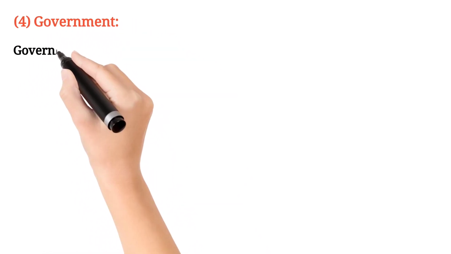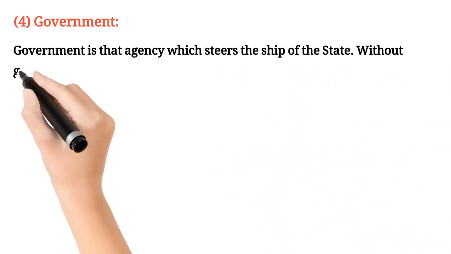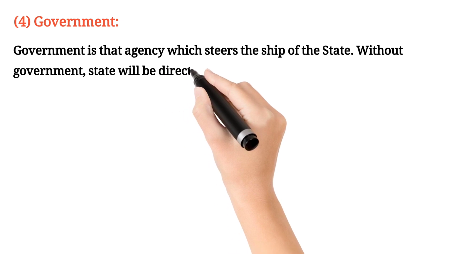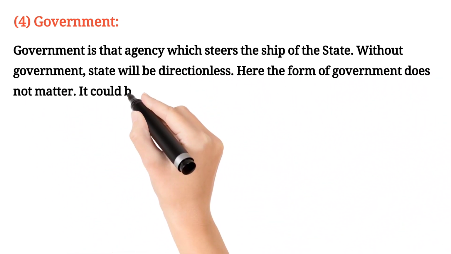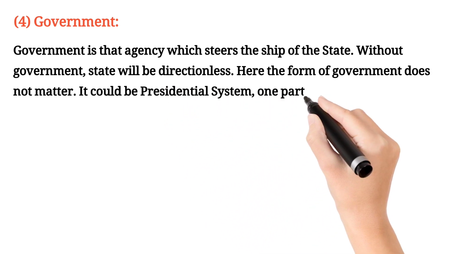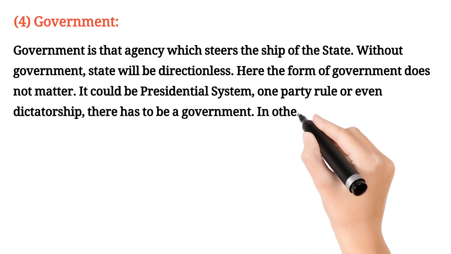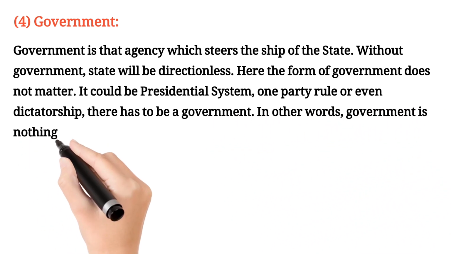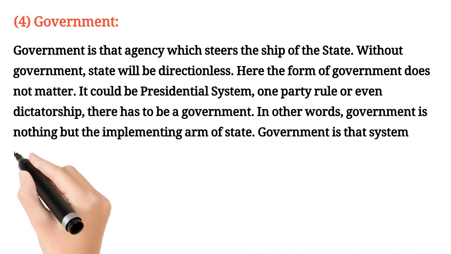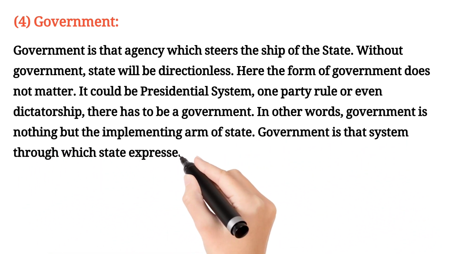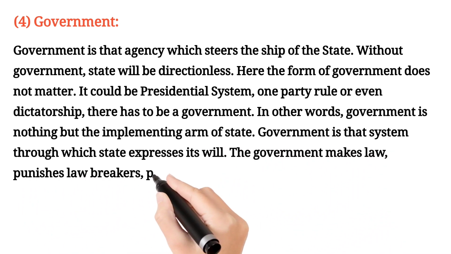3. Government. Government is that agency which steers the ship of the state. Without government, state will be directionless. Here the form of government does not matter. It could be presidential system, one-party rule or even dictatorship. There has to be a government. In other words, government is nothing but the implementing arm of state. Government is that system through which state expresses its will. The government makes law, punishes lawbreakers, promotes welfare of people.